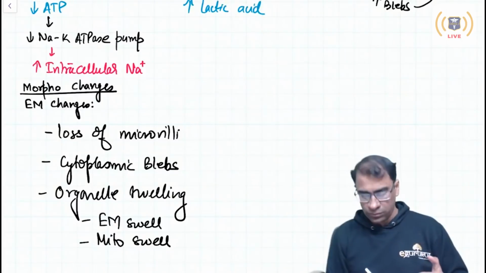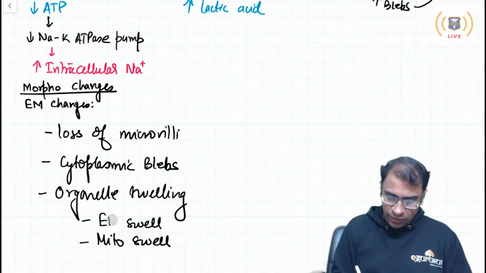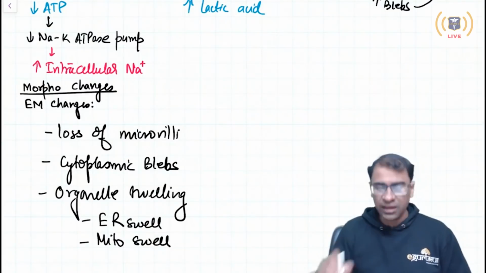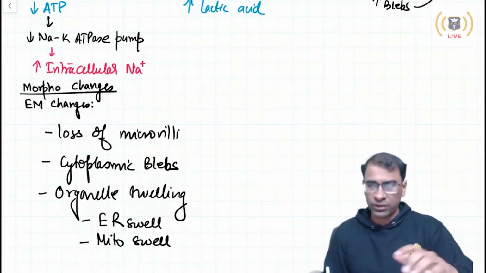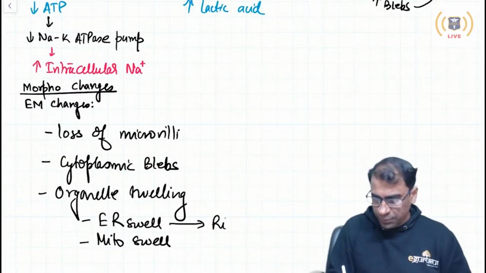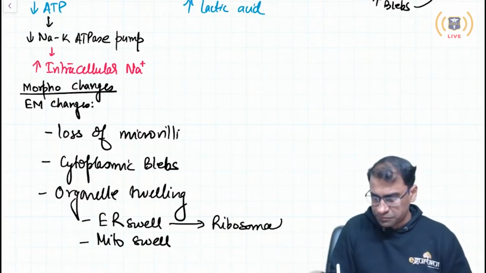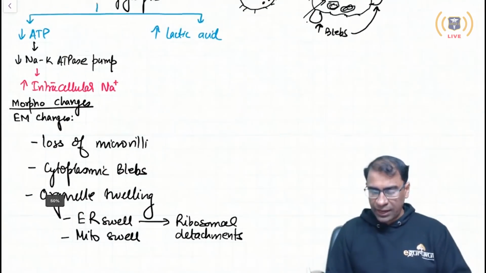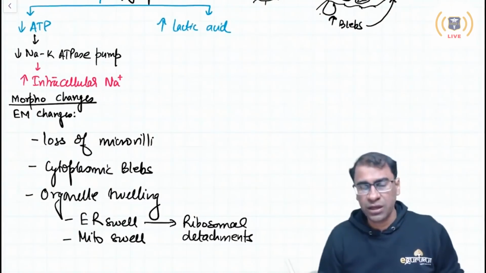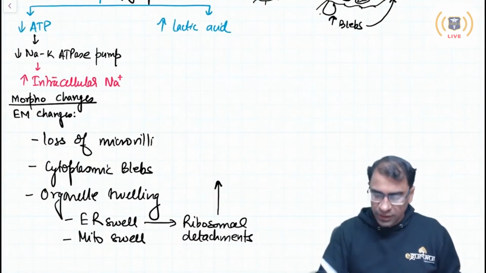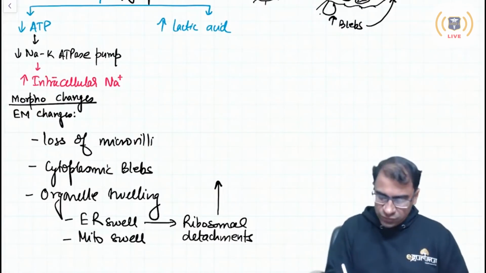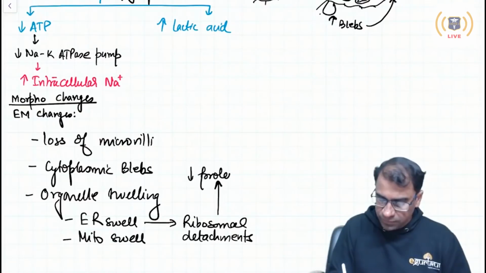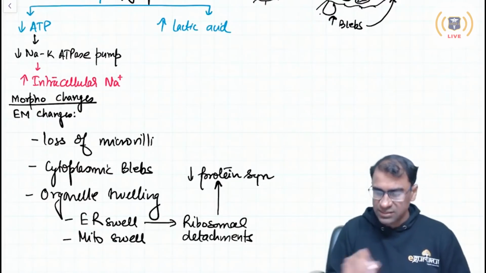When the ER, endoplasmic reticulum, swells up, this leads to ribosomal detachment. Ribosome, you all know, is going up now. The ribosome, we all know, leads to protein synthesis. So this will cause a decrease in the protein synthesis in a cell.